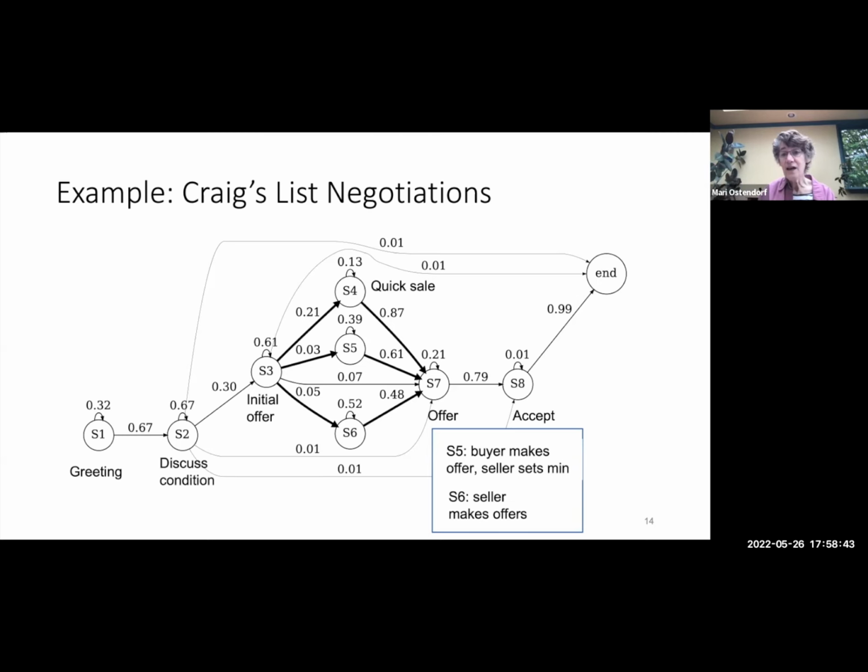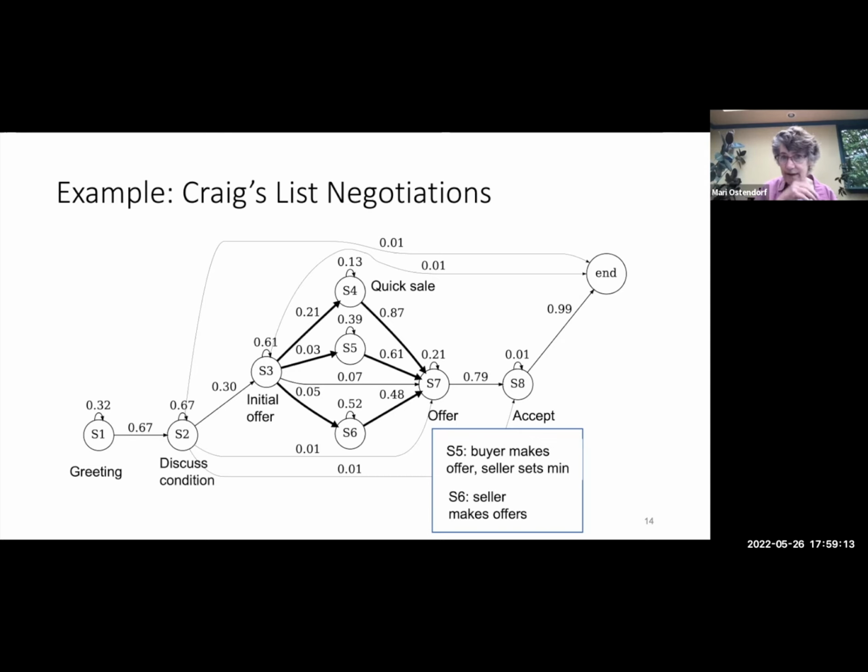It turns out you got a couple different types of scenarios. One where the buyer keeps making the offer, probably they want to buy more than they really like this item. And the seller is really in control and setting the minimum. And then the other path where the seller keeps making offers, they want to really get rid of it. And finally you get the final offer, the offer is accepted and you're done.